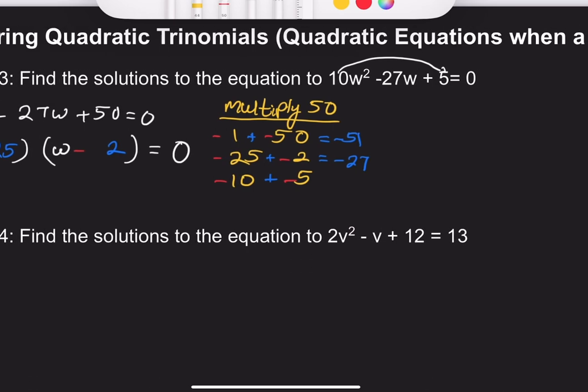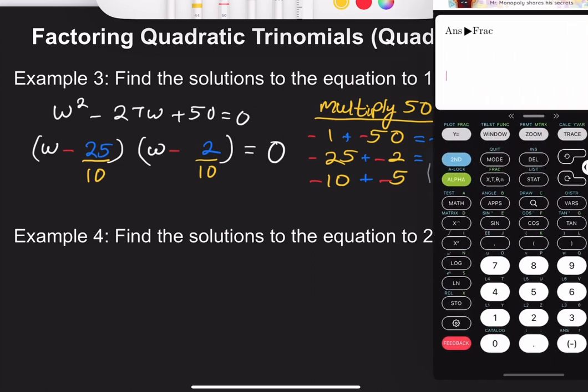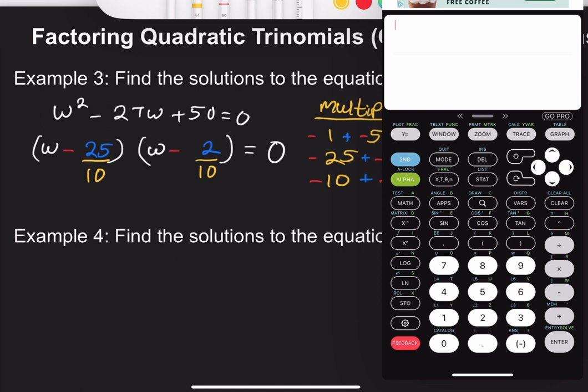Now remember the same process from before. Once we're down to this step, because we multiplied the 10 with the 5, divide both numbers by that number we multiplied. Divide both of them by 10. And then use your calculator to reduce the fractions. 25 divided by 10 is 2.5.